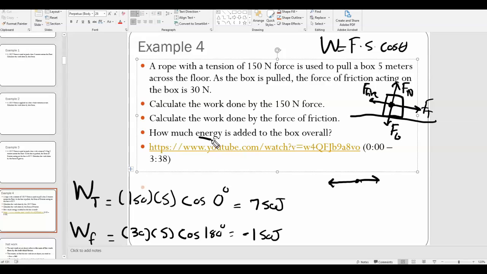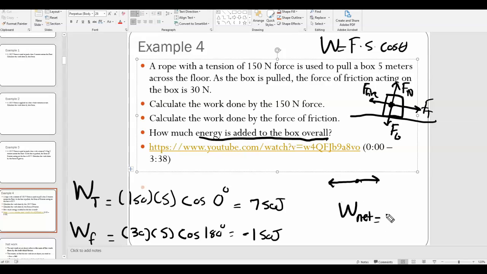So if we want how much energy is added overall, we give that term a special name. We call that net work. Just like you have net force, the sum of the forces, you have net work. That's the sum of the works being done by all the different forces. And so basically what net work is, some forces are adding energy, some forces are removing energy. What is the overall result?